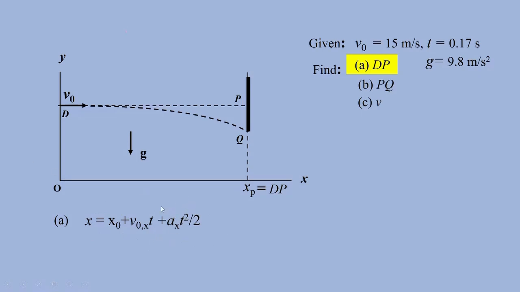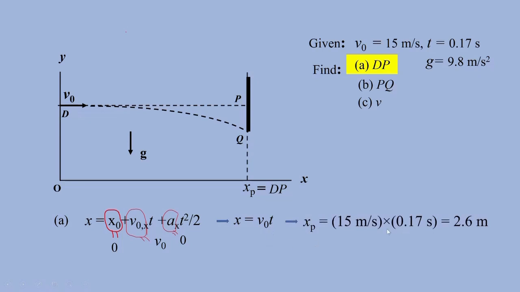x-axis. In our case, ax is 0 because g is normal to x, v0x is v0, and x0 is just 0. So this equation takes more simple form, and we can find xp by plugging in the numbers for v0 and t. And the answer is 2.6 meters. So the distance dp is 2.6 meters.